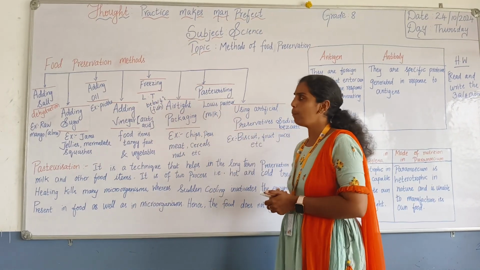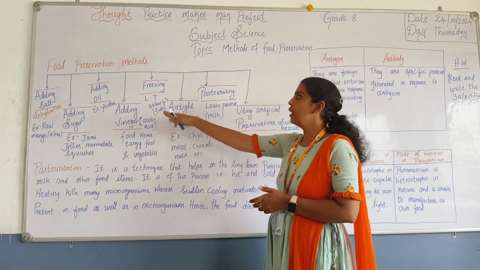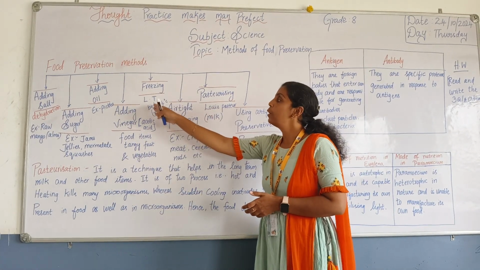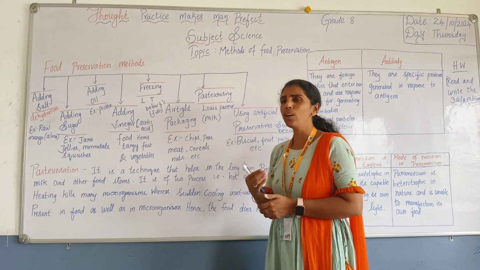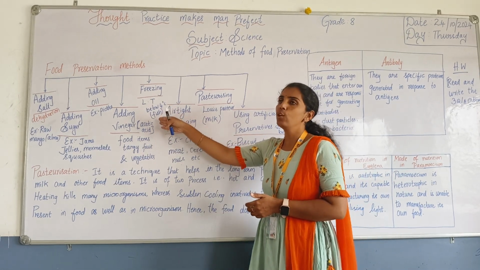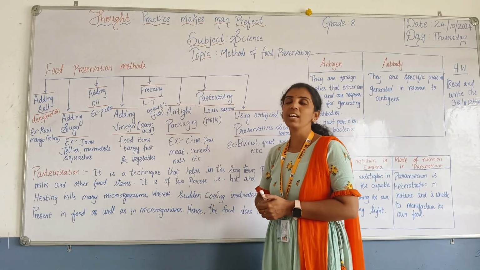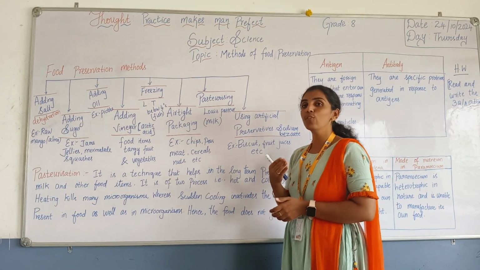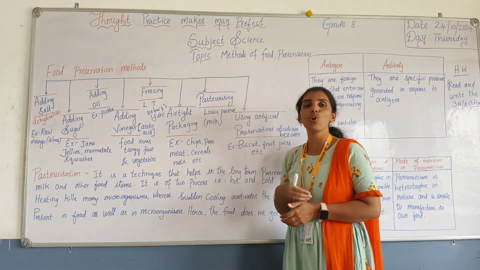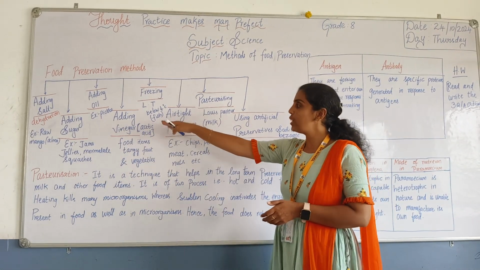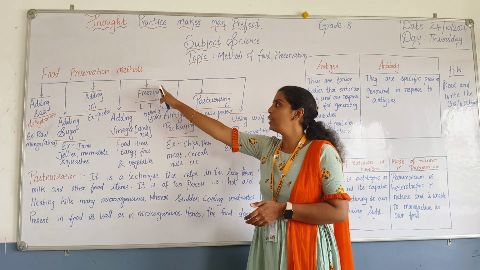And coming to the freezing point, we keep food below 4 degree centigrade. What do we keep below 4 degree centigrade? Fish, meat, processed food and many other things. Ice creams are also kept there. You all have ice creams, right? So this type of food is kept in the freezing.